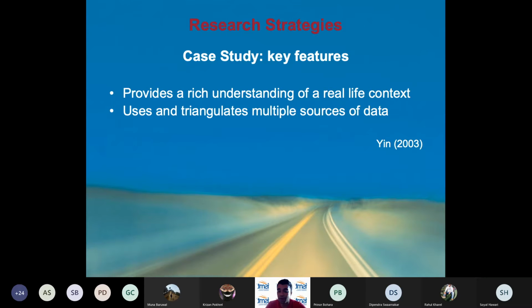But the main disadvantage of case study is the justification for methodological choice, and the generalization. Okay, that is not possible.